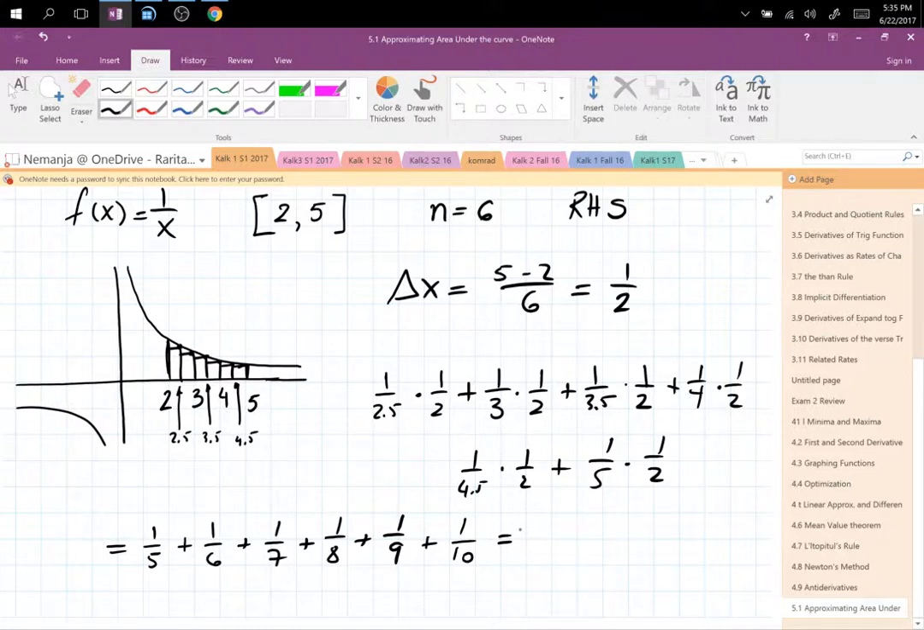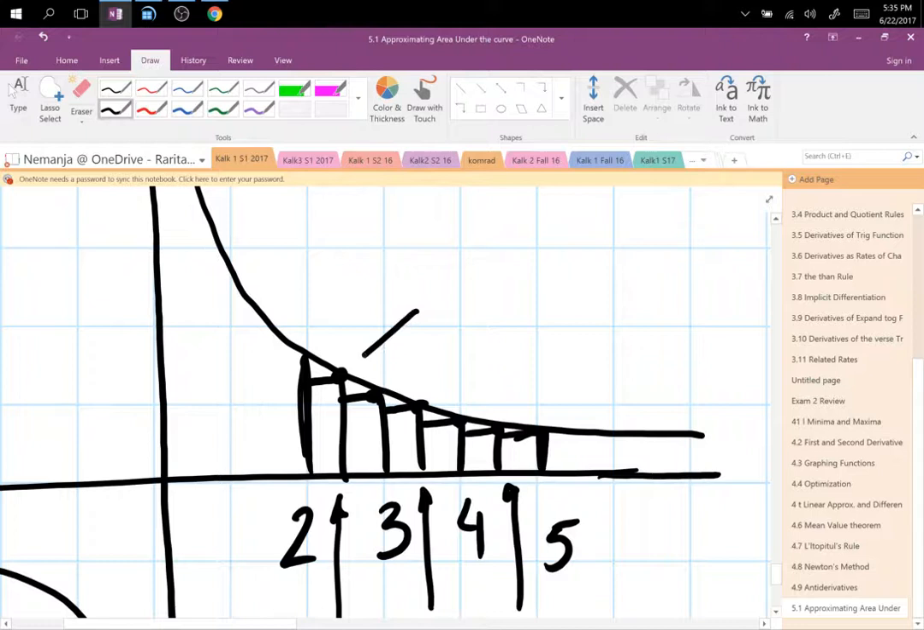No, because there is no rectangle for 2 in this case. Right-hand side starts with this point, which is the 2.5 point. In order to have one starting at 2, we would have to have a rectangle on this side, but we don't. Yes, but then they would look like this. They would be above in this case.